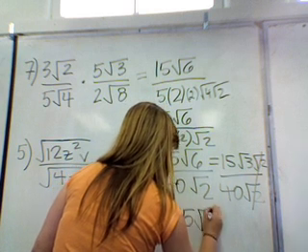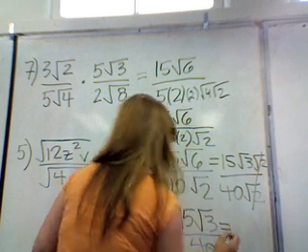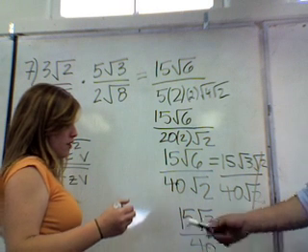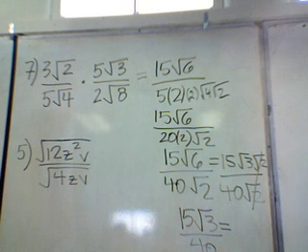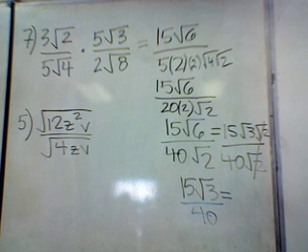And then it's 15 over 40. There's one thing we can do there. We can divide top and bottom by what, Jessica? Divide by 5. So the top is 3 root 3 and the bottom is 8. So 3 root 3 over 8.